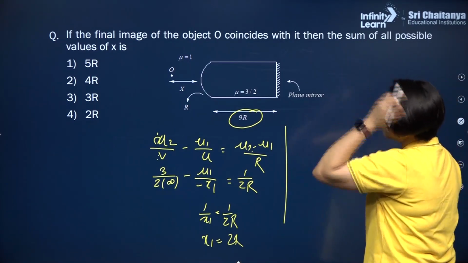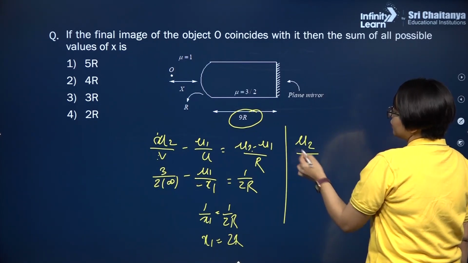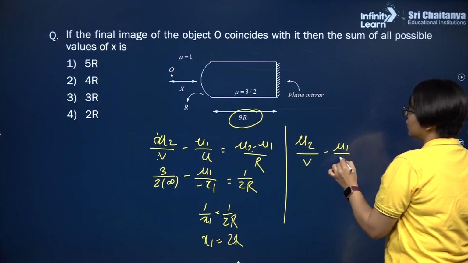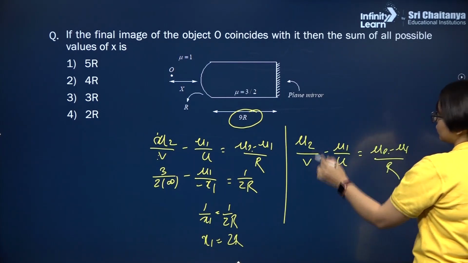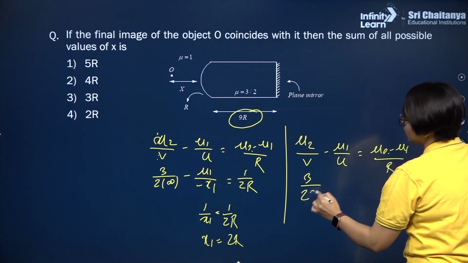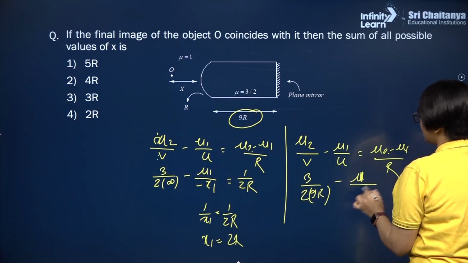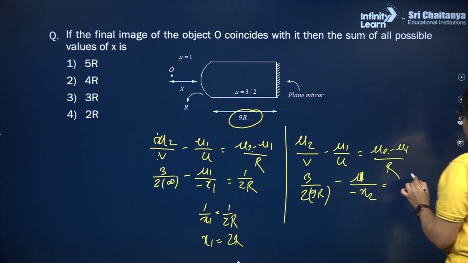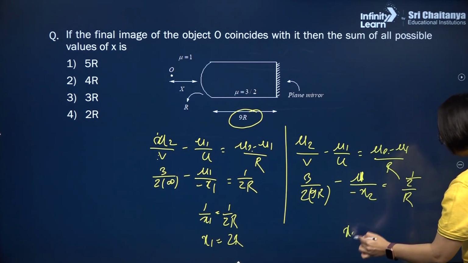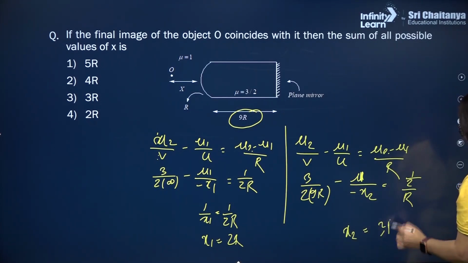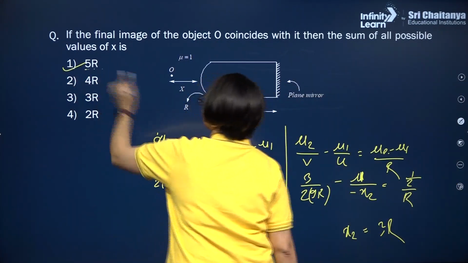So over here, right. So it will be mu 2 upon V minus mu 1 upon U is equal to mu 2 minus mu 1 upon R, right. So it is mu 2 which is 3 by 2 into 9R, minus mu 1 which is 1, divided by U which is minus x2. Mu 2 minus mu 1 is 1 upon 2R. So over here you will get the value of x2 as 3R. So x1 plus x2 will give you what? 5R, which is option 1.